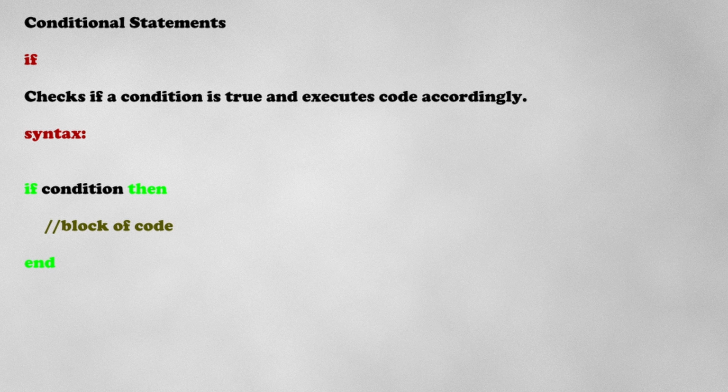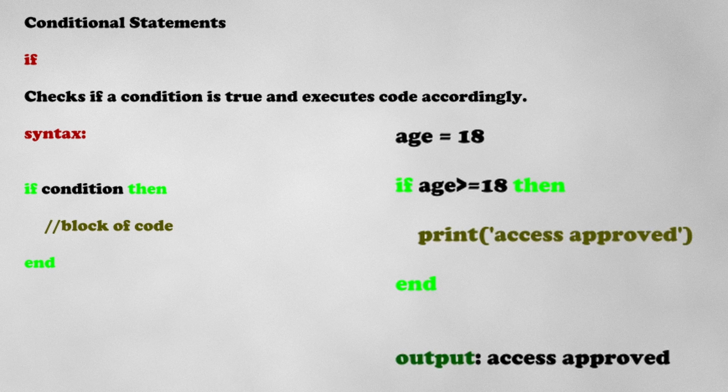Let's take an example. I store 18 in the age variable, and I take age equals 18 as a condition. If the condition is true, then only the person can access the website. Otherwise, the person can't access the website.